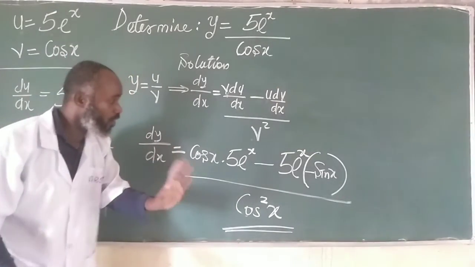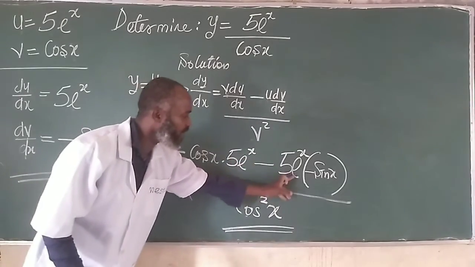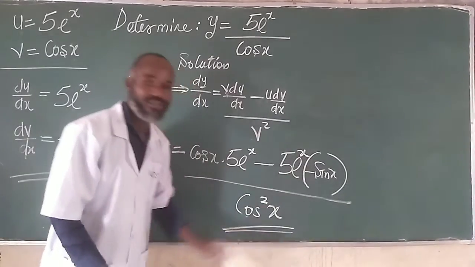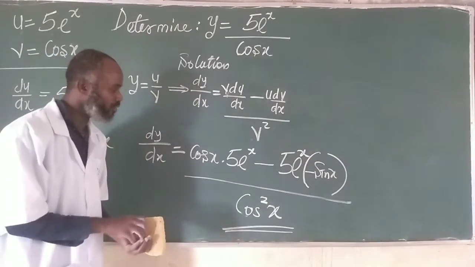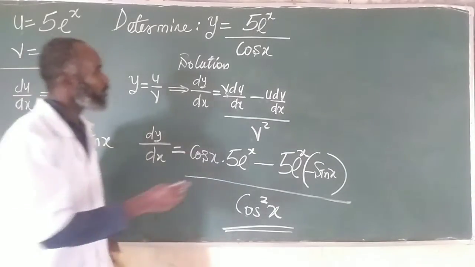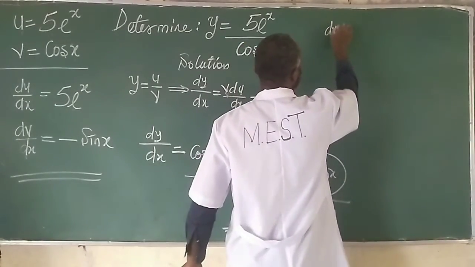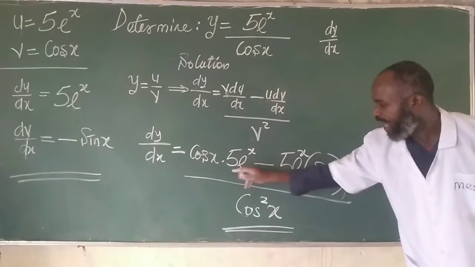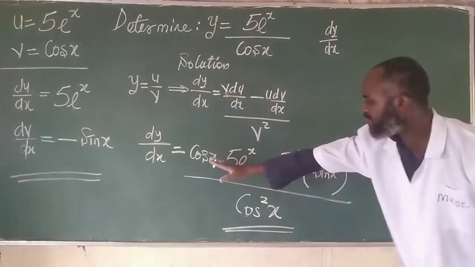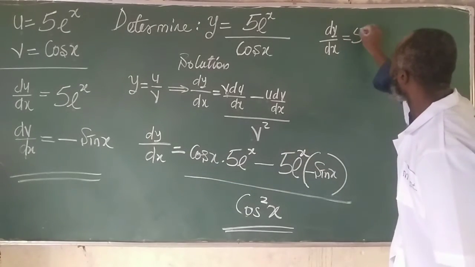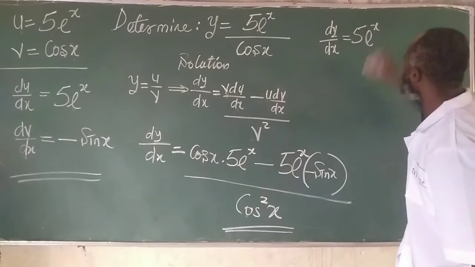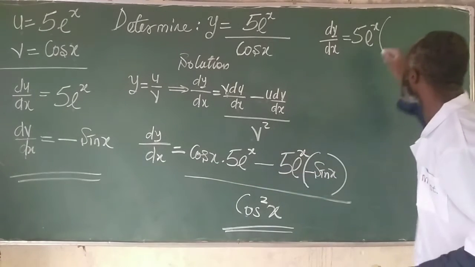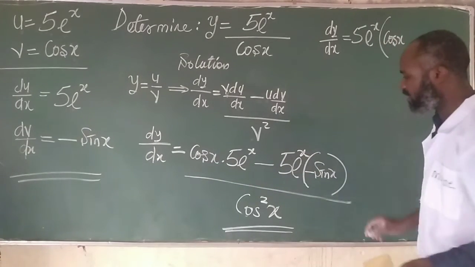But there is something common, and that is 5e^x. We also need to do something about minus and minus, at least to make our equation look nice. Let's go. We begin again. dy/dx. Watch what I'm doing. Since 5e^x is common, we can bring it out. Then we enclose. This becomes cos x.